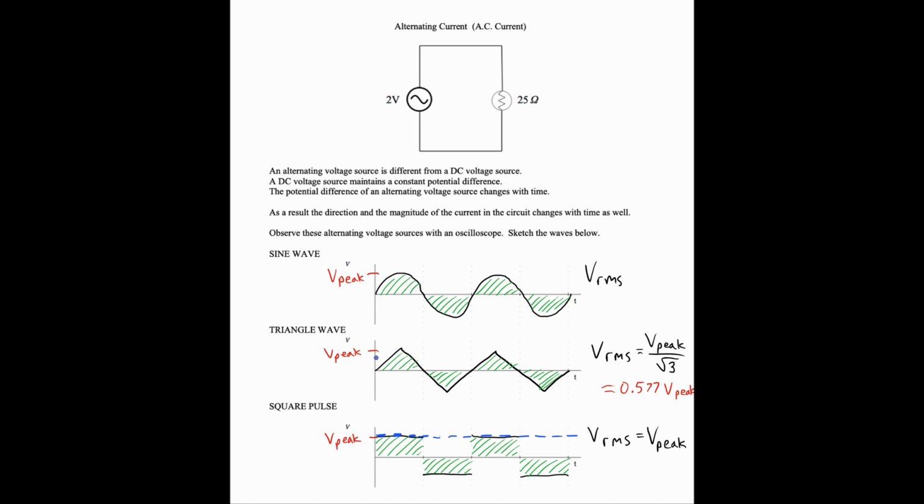So if we were to use a direct current with 0.577 of that peak value, then to the naked eye, as long as the frequency is high enough, you wouldn't be able to tell the difference between that DC value and this triangle wave.